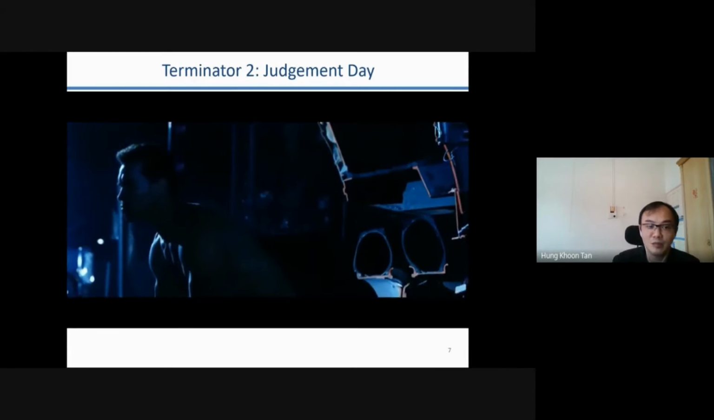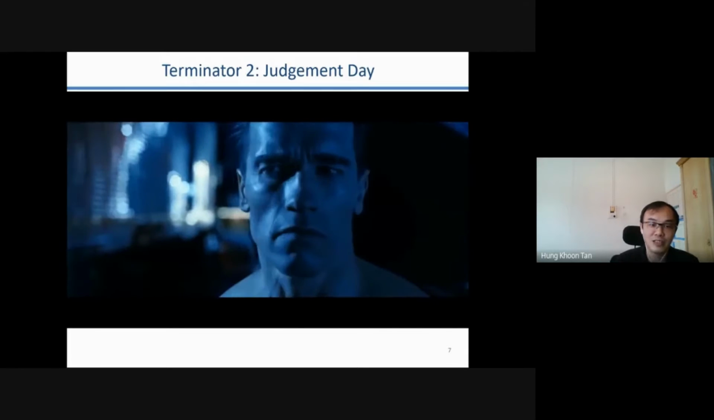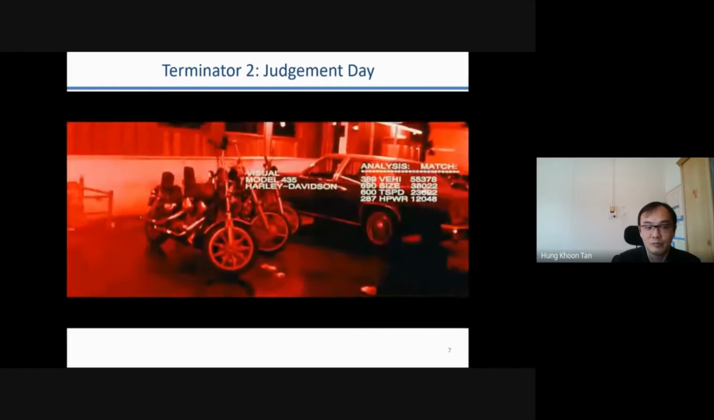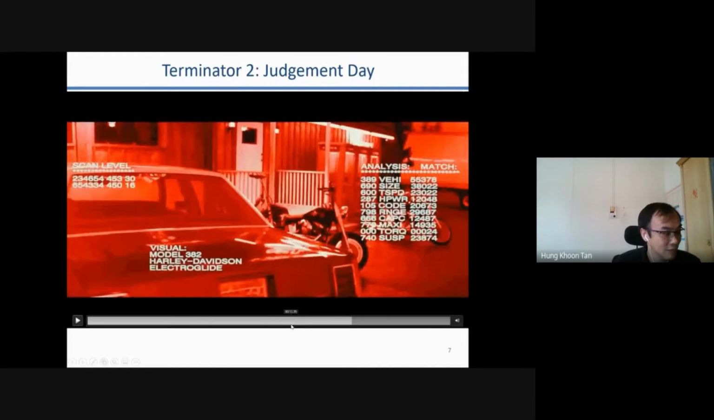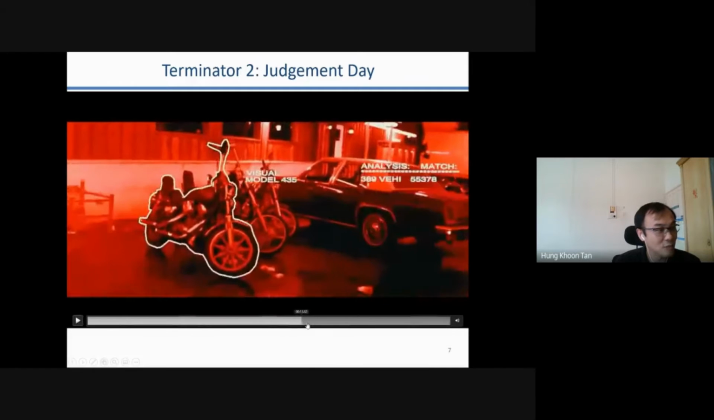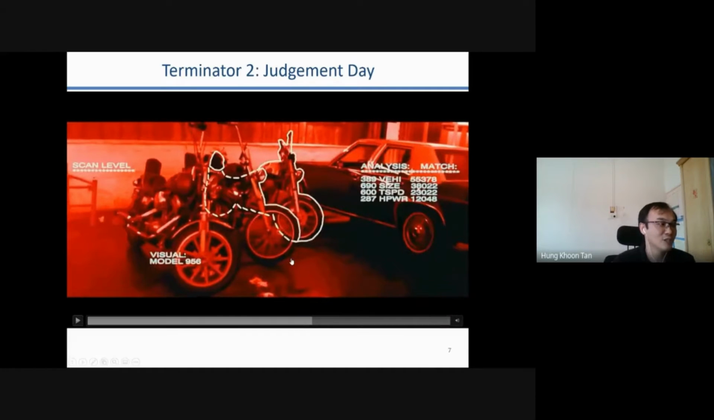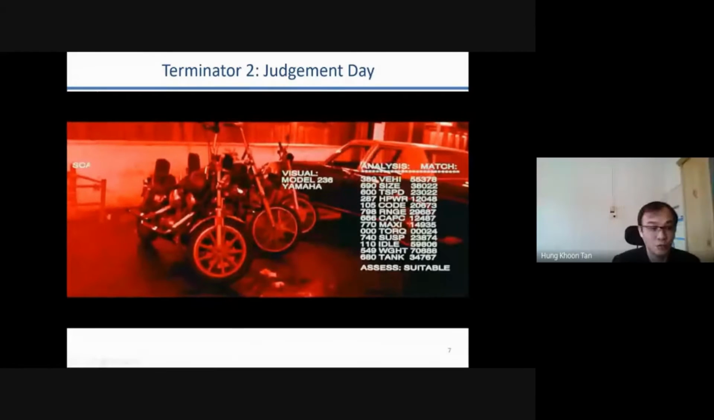So this is a scene from Terminator 2. Look at this. There are a lot of technologies in these movies that already exist today. So this is the beginning where Arnold first arrived in the present. And what is he doing? He's actually performing object detection. Look at this, he's analyzing the objects that are present. This is the vision of the Terminator android. It's analyzing, and it finds that okay, this is the motorcycle, it's a Yamaha model, and then all the information that is available.